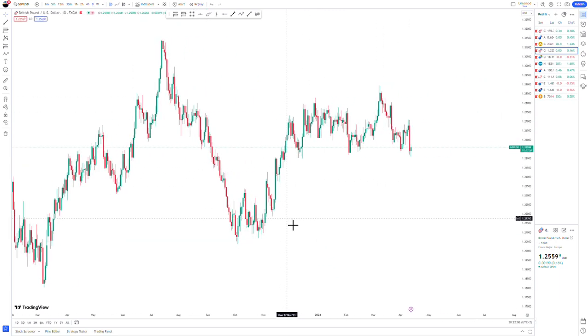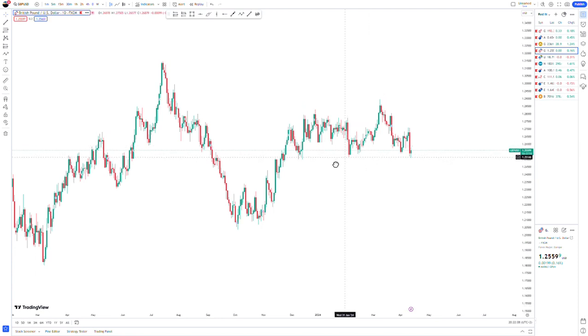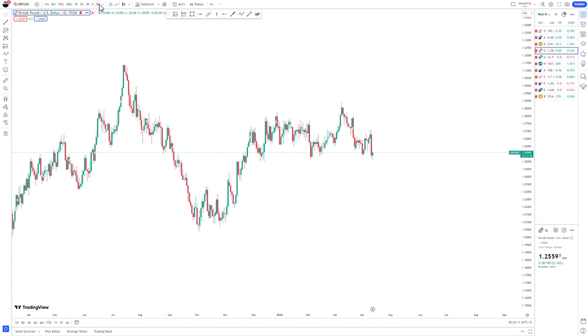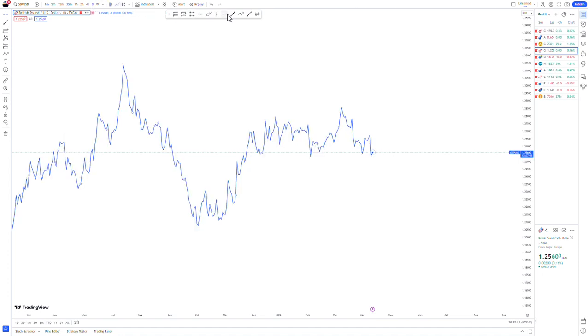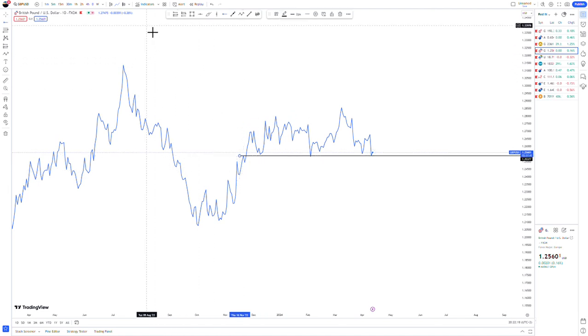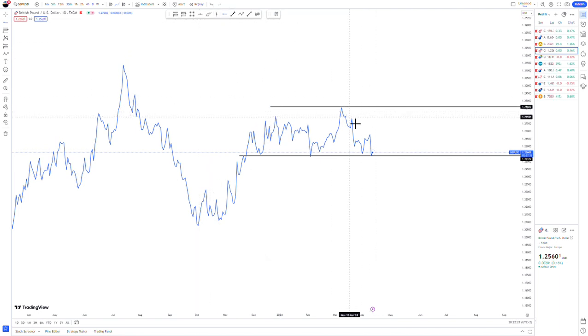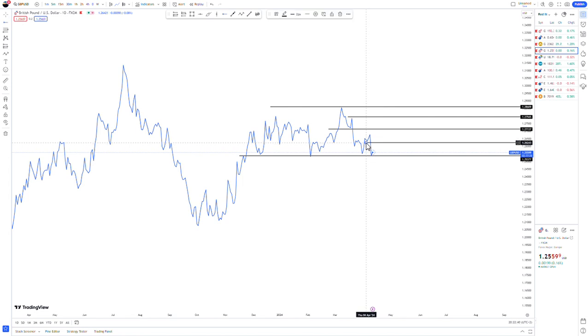So again, I'm going to go through the same method of analyzing. You see, I go on a daily chart, I switch from a candlestick chart to a line chart. Now I can see clearly where my levels are. And I just go ahead and mark those levels. I think now we're cool for now.